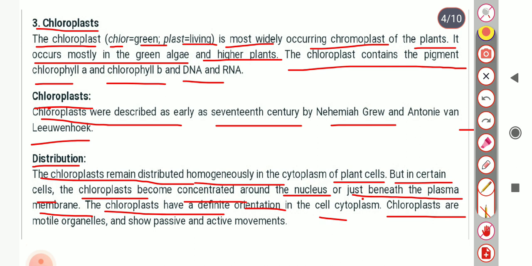Chloroplasts are motile organelles and show passive and active movements. This means chloroplasts distribute homogeneously in the cytoplasm of the plant cell, and most of the chloroplasts are concentrated around the nucleus and beneath the plasma membrane. Chloroplasts have a defined orientation in the cell cytoplasm, and they are motile, with passive and active movement.